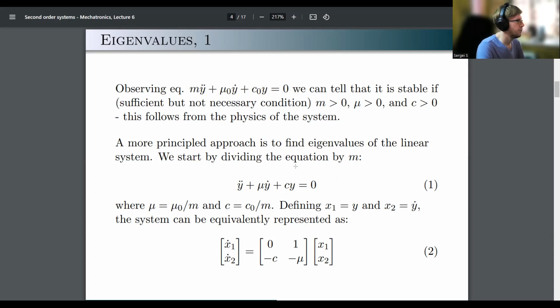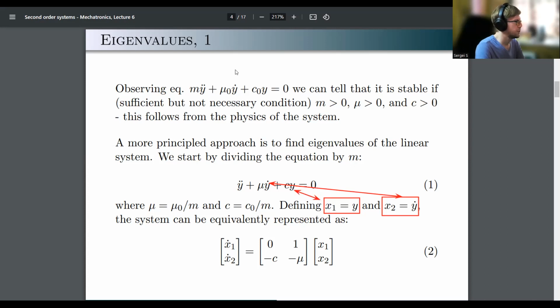Now, we could transfer it to state space form because we want eigenvalue analysis. So eigenvalues go well with state space. So we transfer to state space form. How do we do it? Let's say x1 is equal to y, x2 is equal to y dot. So y is here, y dot is here, right? So that's what we have.